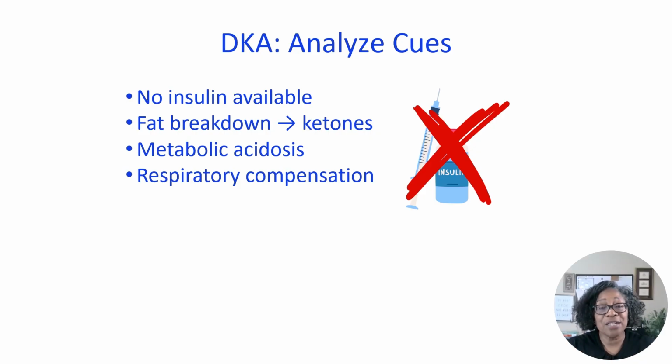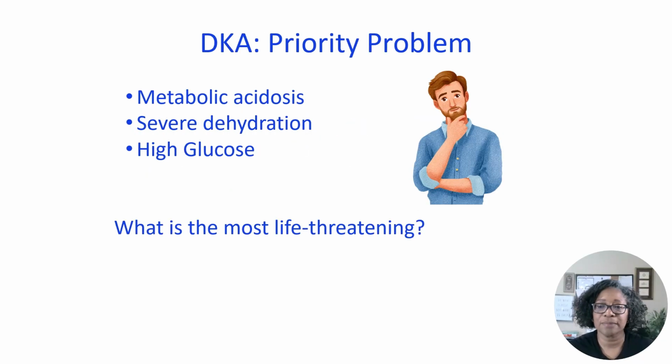Those ketones are going to cause metabolic acidosis. And so the Kussmaul's breathing is that respiratory compensation. The lungs are trying to compensate by breathing faster and deeper. They're trying to blow off that CO2 from the metabolic acidosis, and that's why you see those Kussmaul's respirations.